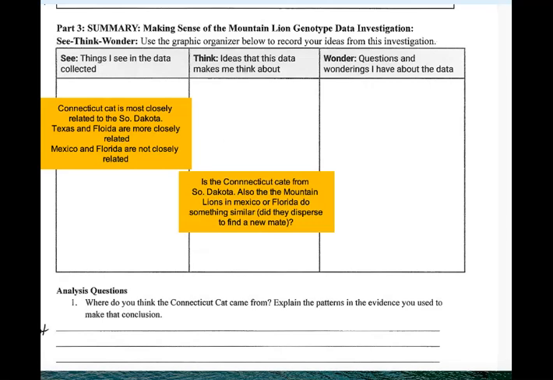And questions and wonderings do you have about the data that you need to fill in on your own? Okay. I will give you a few minutes to do that. We'll give you 5 minutes to get this down and to write any additional questions or things that you're wondering about in this last box. You should write at least one thing, and then we'll look at the analysis questions.